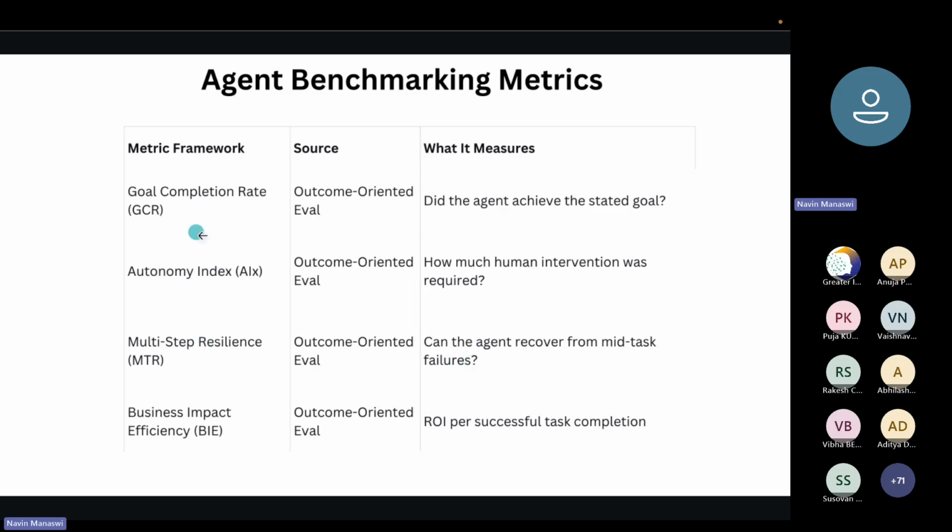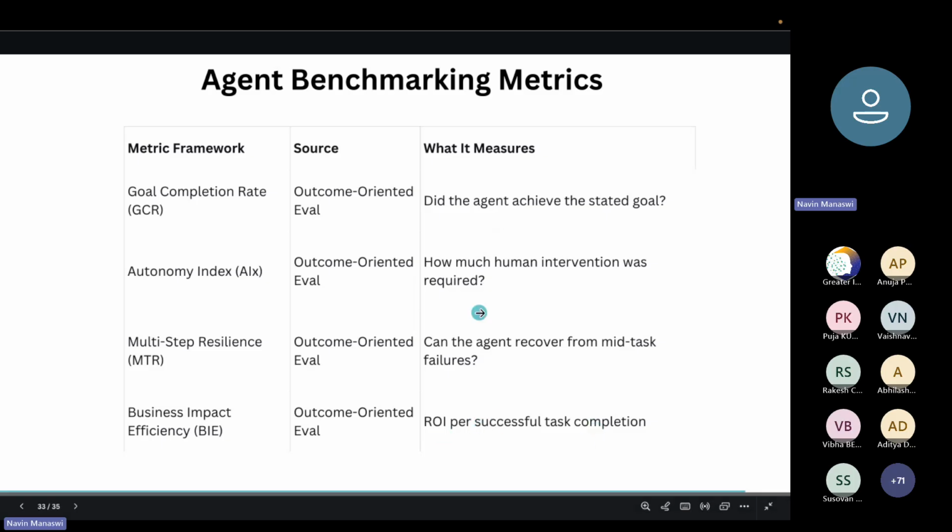So these are all the aspects to judge your agents. Once you deploy the system, you can figure out how good the agentic AI system is by judging in this manner: resilience, human intervention required or not required at all, did the agent achieve the goal or not, and ROI per successful task. So these are all measurement criteria.